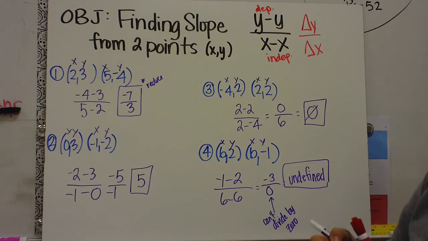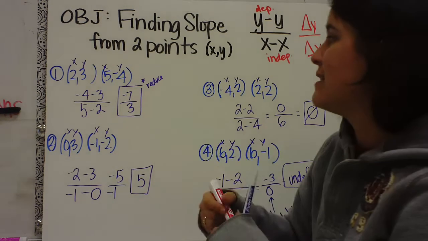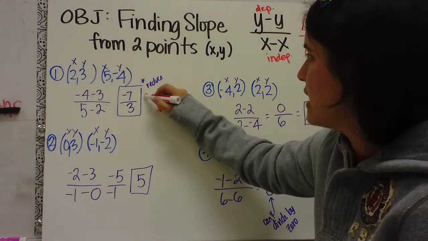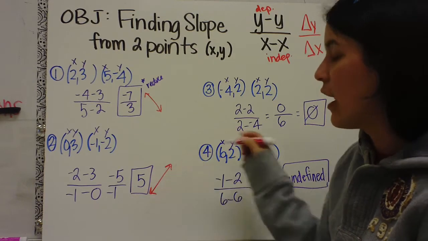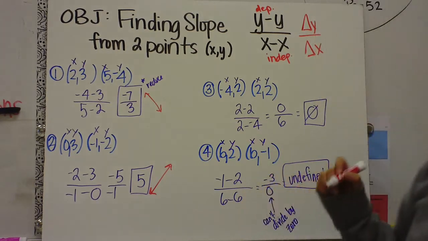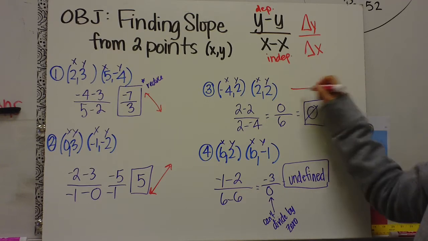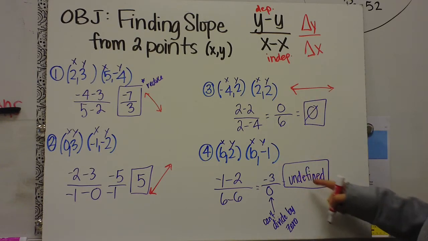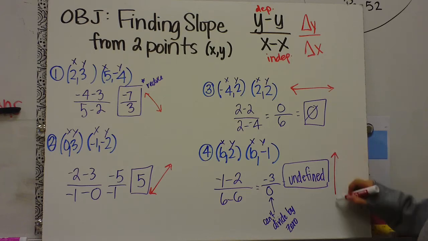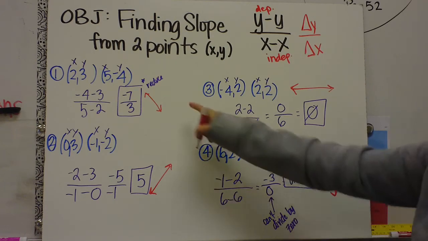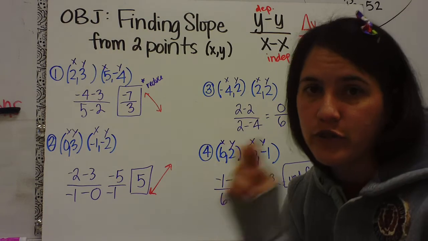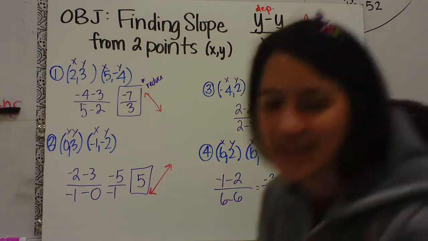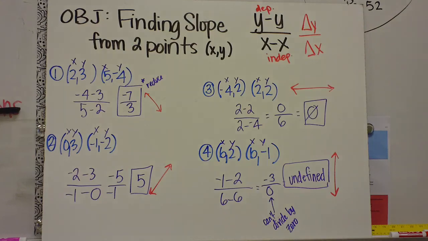So remember, if your slope is negative, the line is going to be going down. If your slope is positive, the line is going to be going up from left to right. If your slope is 0, that's a horizontal line. And if your slope is undefined, that's a vertical line. And so I've given you 4 examples to show you how to find the slope from 2 points. We're going to practice more in class.